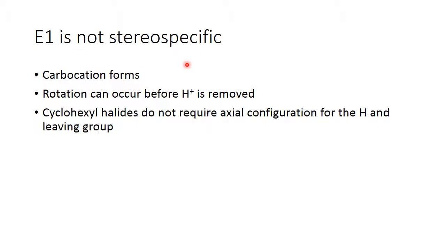E1 is not stereospecific because there is a carbocation forming, and once a carbocation forms, you can have rotation occur all over the molecule before the weak base removes the proton. Cyclohexyl halides do not require an axial configuration, and this anti-periplanar arrangement is not needed. It's just helter-skelter.